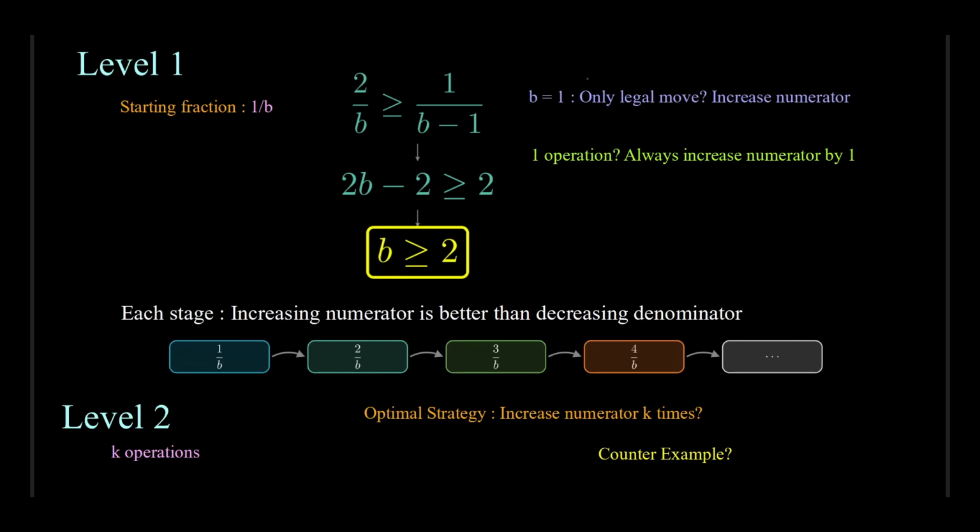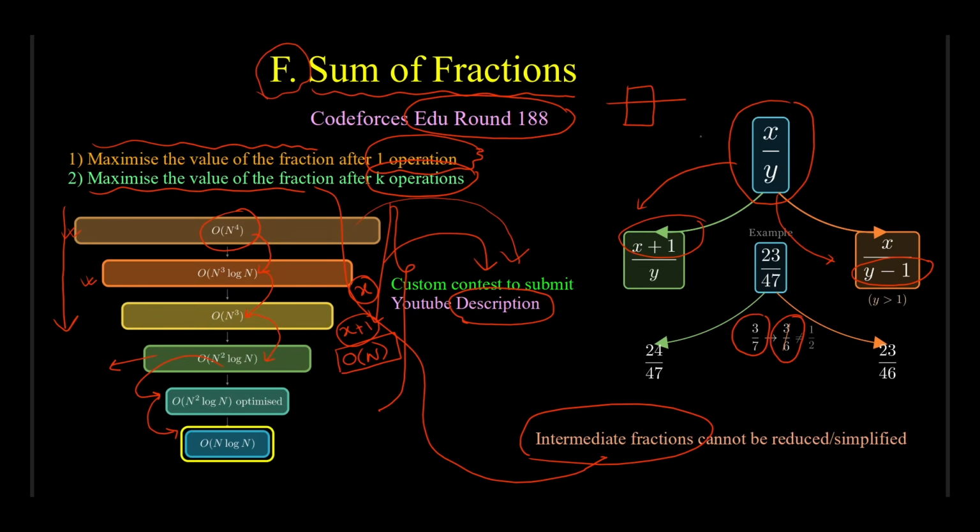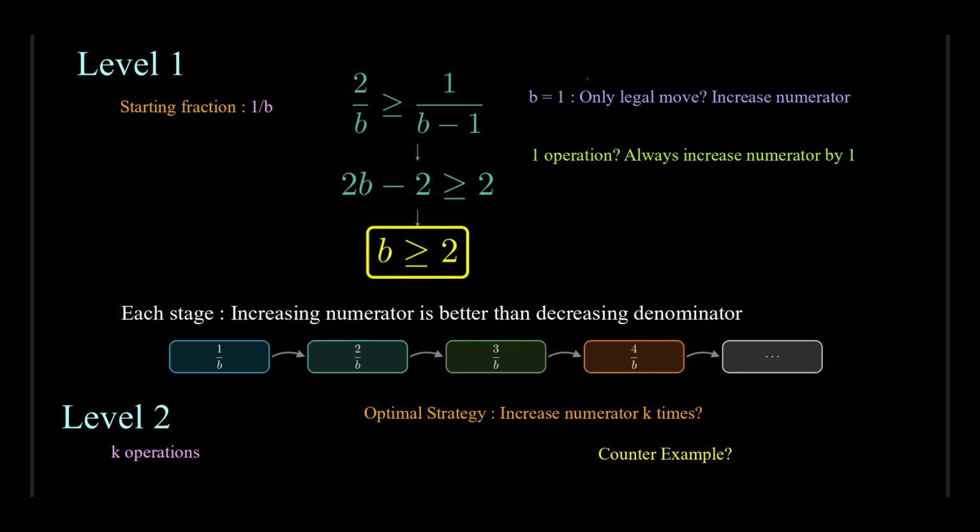So let us start with the easiest version of the problem. Notice that in the problem description, even though I have specified the rule for a general x upon y, the problem actually simplifies things for you and says that the starting fraction will always be 1 upon b, where b is a positive integer.